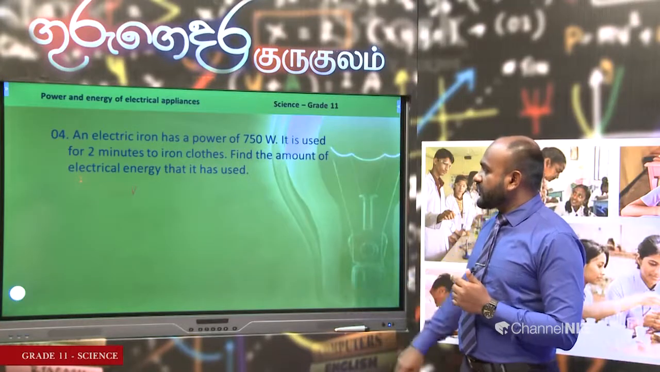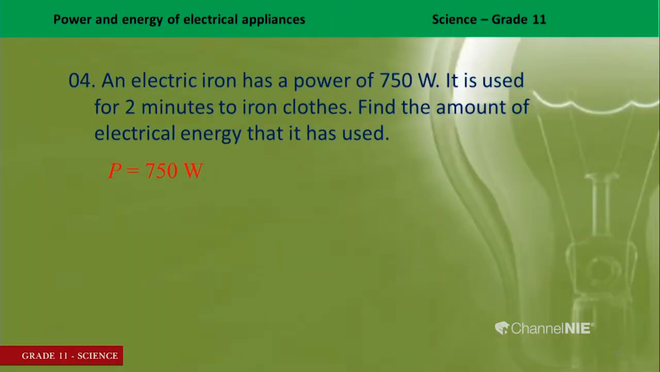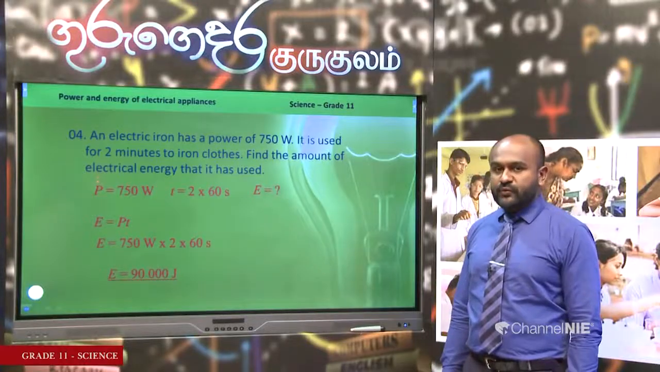I have given the same question here. We mark the data given, we know the power and we know the time. Time is 2 into 60, so it comes in seconds. We are asked to find energy, so E. Formula is E equals PT. Let us substitute the values. P is 750 and T is 120. As we multiply, we get 90,000 joules. Let us go to the fifth question now.